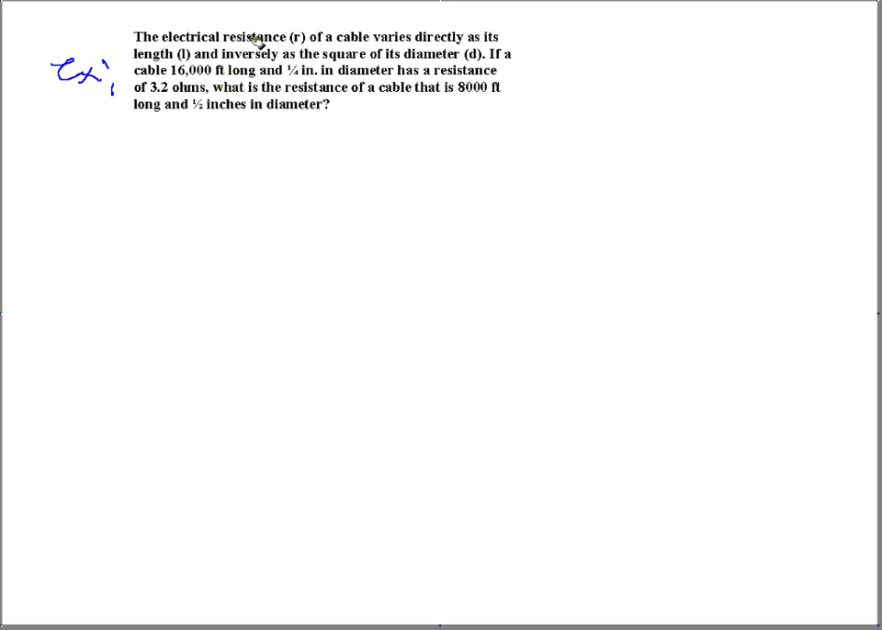The electrical resistance R of a cable varies directly as its length L and inversely as the square of its diameter D. If a cable 16,000 feet long and 1/4 inch in diameter has a resistance of 3.2 ohms, what is the resistance of a cable that is 8,000 feet long and 1/2 inch in diameter?